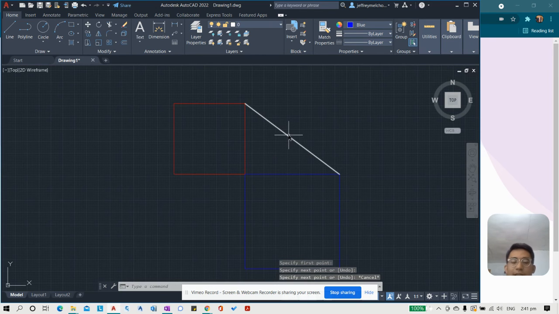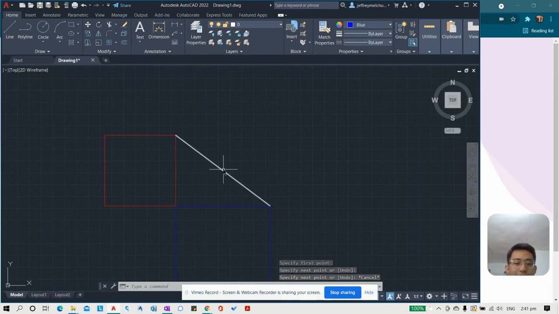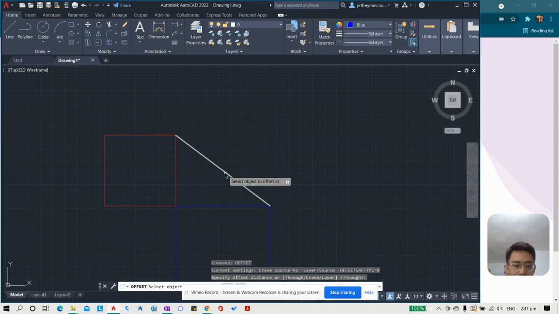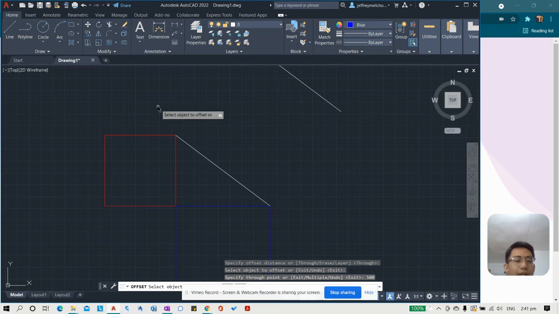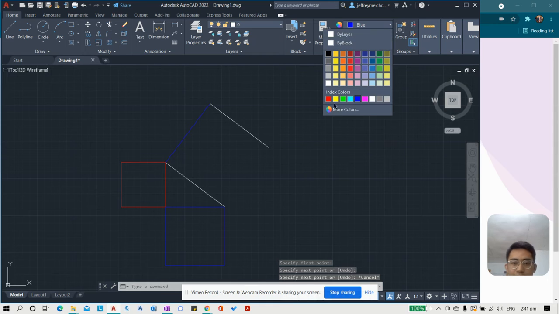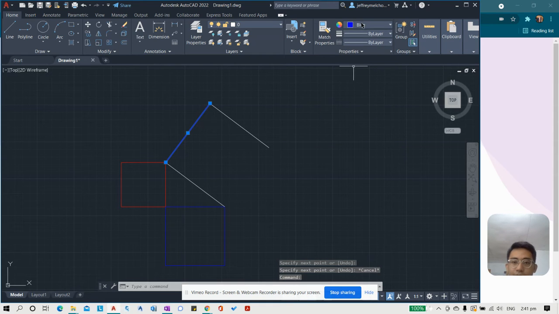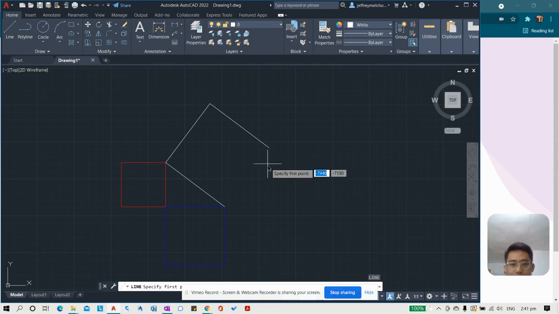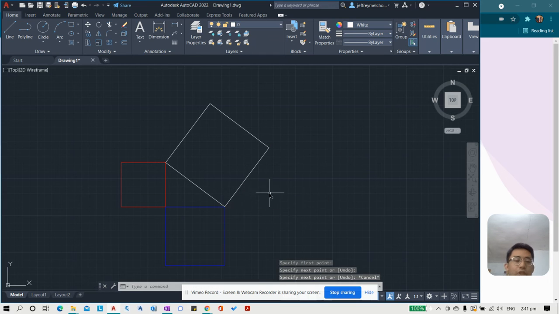And how about this side? This side has a length of 500 millimeters. 300, 400, and 500, which is a right triangle. So, offset a distance of 500 and connect the points. This shows the square of the hypotenuse of the right triangle.